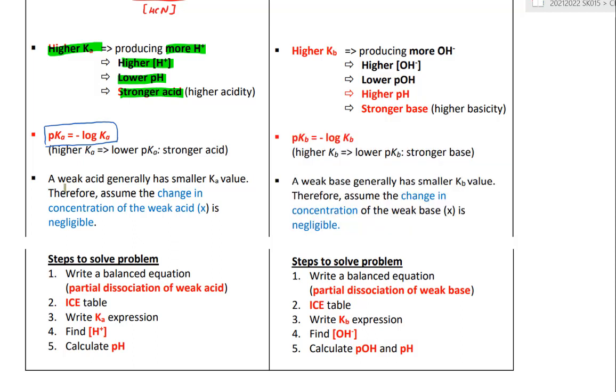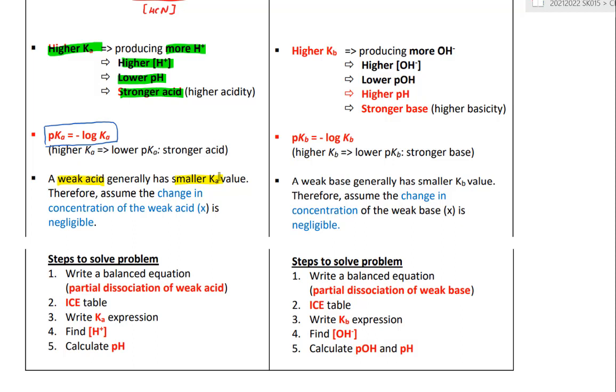Next, a weak acid generally has a smaller Ka value. It means that the dissociation is smaller, producing less H+, a lower concentration of H+, and a slightly higher pH value for the acid, but still less than 7. So we can assume that the change in concentration of the weak acid is negligible.